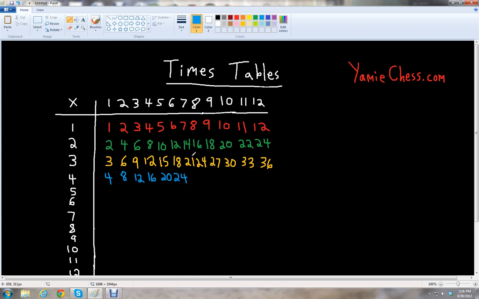4 times 7, that would be 28. 4 times 8, 4 more is 32. 4 times 9, 4 more is 36. 4 times 10, 4 more will be 40. 4 times 11, and there's another 4, is 44. And then 4 times 12 is 48.